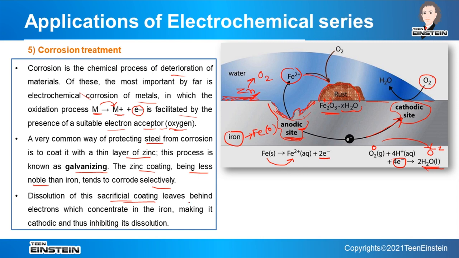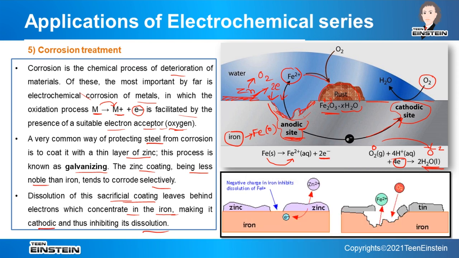So the sacrificial coating leaves behind electrons which concentrate in the iron. Now what happens? The zinc has more tendency to donate electron. So these electrons will be deposited on the iron surface, and as a result it will become more cathodic. More cathodic means the number of electrons is very high, and the cathodic side is always rich in electrons because reduction occurs here. So it will become more cathodic, thus inhibiting its dissolution. So now corrosion will be restricted.